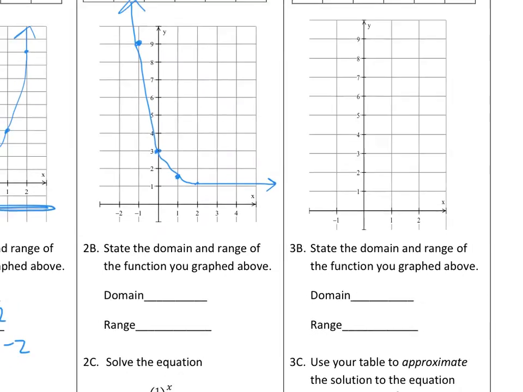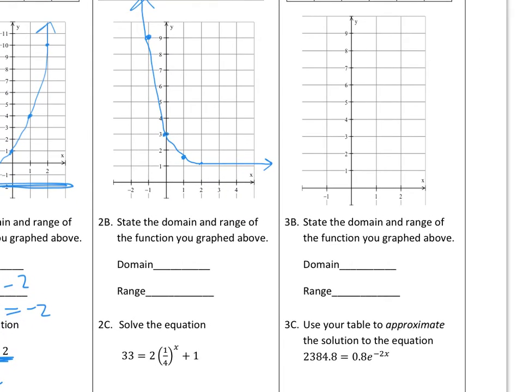And then domain and range. Our domain, we've talked about, is all real numbers. Range is y is greater than 1. I am going to write the asymptote again. y is equal to 1.